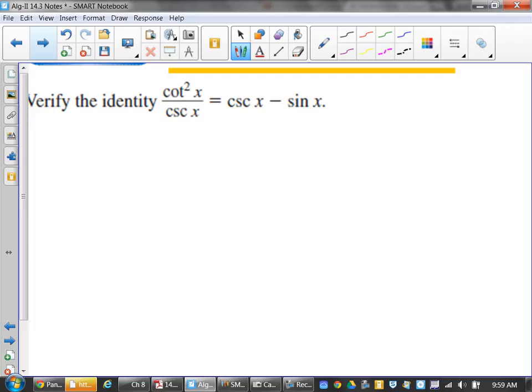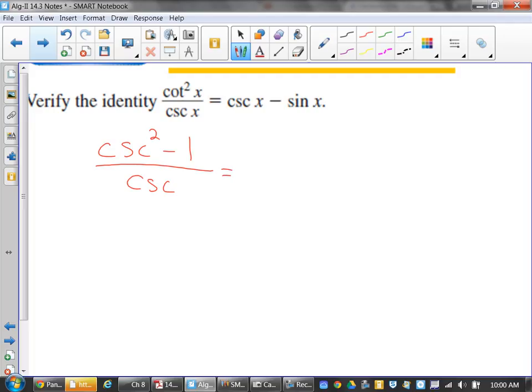There we go. Can I rewrite cotangent squared as two terms? I could, but think of it in terms of something minus something or something plus something. By the Pythagorean identity, cotangent squared is cosecant squared minus 1. Notice what happened here: I took the numerator and wrote it in terms of two parts with subtraction.